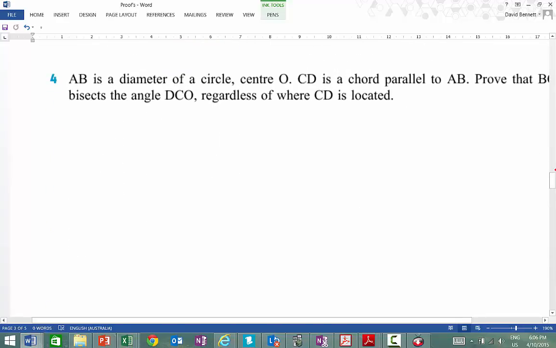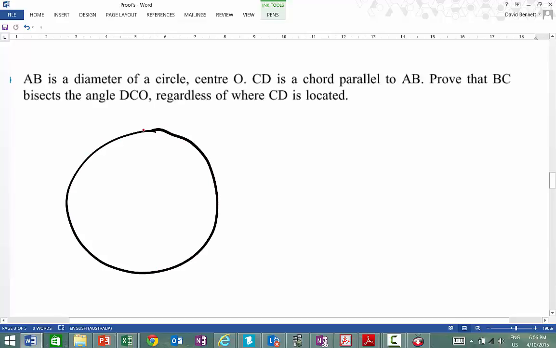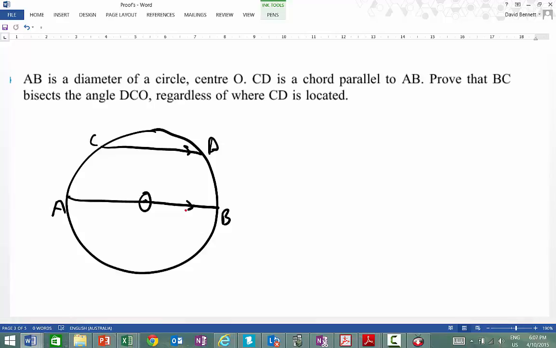Now the next question is actually not giving you a diagram. Okay, so you've actually got to draw your diagram. So essentially we've got a circle here, dodgy circle, we've got our diameter there AB, just put O in the middle, that's what we always do. We've got CD, which is a chord which is parallel. So CD is a chord, so C and D, and that's parallel, so therefore we can put a little arrow on it showing they're parallel. Prove that BC bisects angle DCO regardless of where CD is.